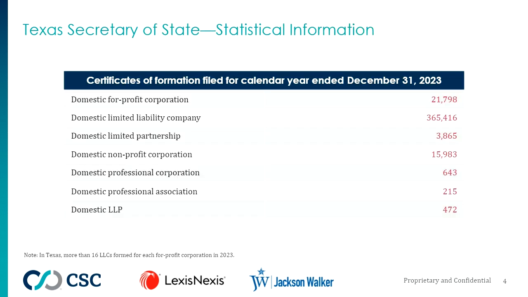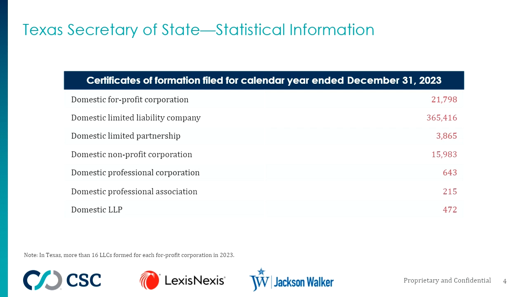So let's do a little bit of a numbers dive first. Let's talk about Texas statistical information from the Secretary of State. This first slide shows the number of entities newly filed during calendar year 2023. You can see the number of for-profit corporations is about 22,000, and the limited liability companies was 365,000. That is quite a number, a big jump.